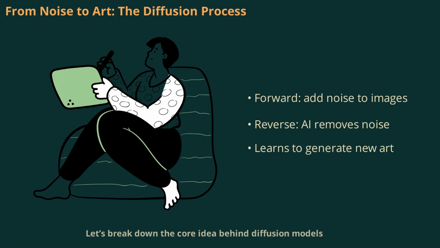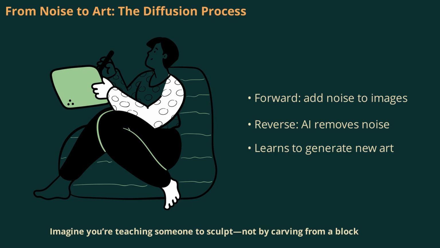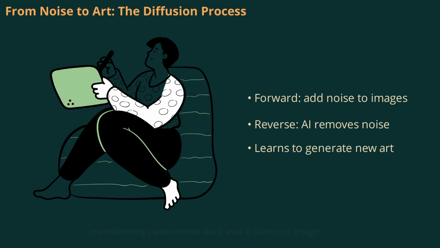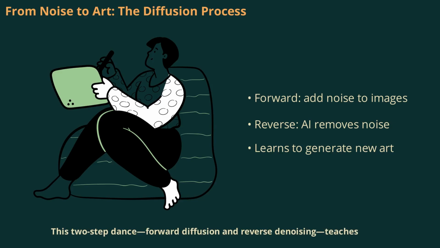Let's break down the core idea behind diffusion models. Imagine you're teaching someone to sculpt not by carving from a block, but by starting with a finished statue, adding random damage, and then teaching them to reverse the process. Similarly, diffusion models start with a clean image and gradually add noise until it becomes pure static. The magic happens in reverse. A neural network learns to remove this noise step by step, transforming randomness back into a coherent image.